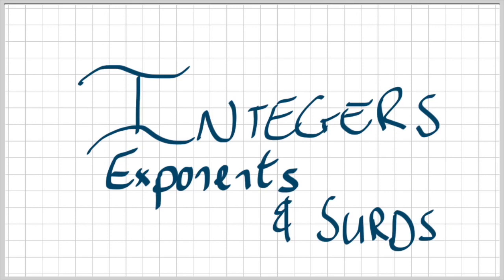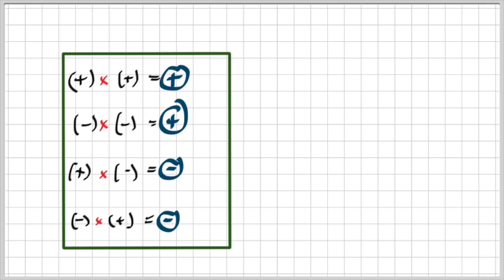Today we are going to look specifically at exponents and surds and how integers are asked inside of exponents and surds. So let's first of all recap quickly the rules that we have. First of all, with multiplication of signs, positive multiplied by positive is a positive. Same goes with the negatives. So whenever the signs are the same, the answer of the product will be a positive. If the signs are different, the product will be a negative.